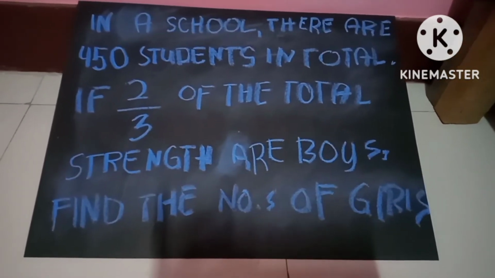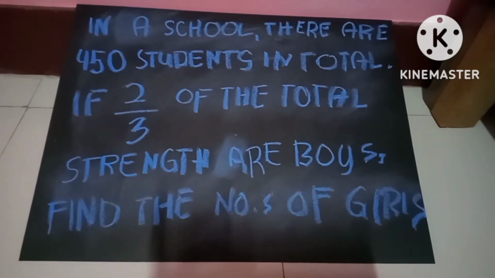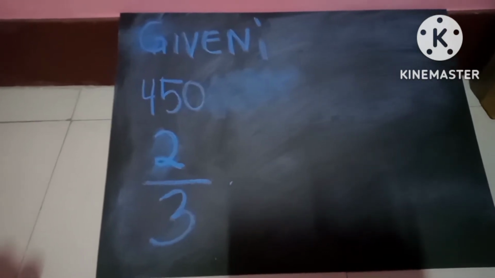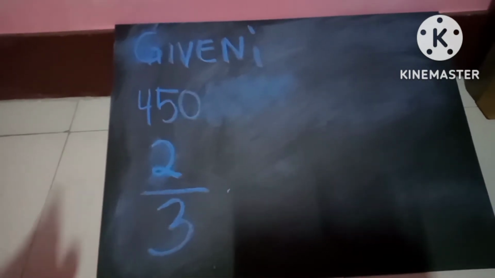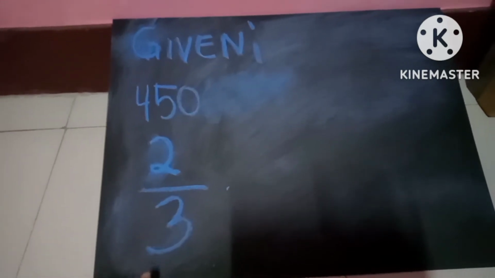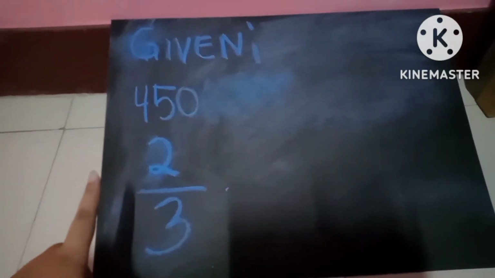To solve a problem, you need to find the given first. So, what is the given? The given is the 2/3 and 450. The 2/3 is the total strength and 450 is the total of the students. Now, how do we solve the problem?